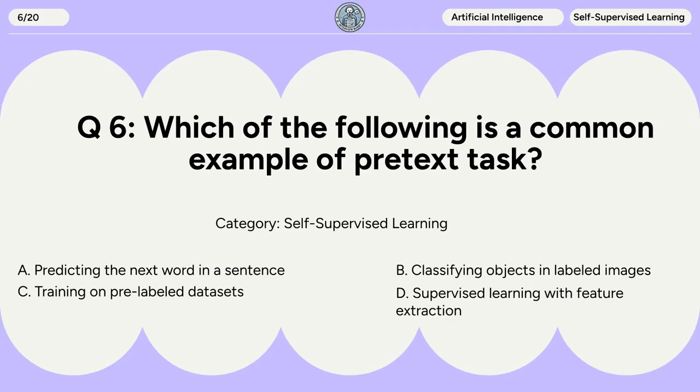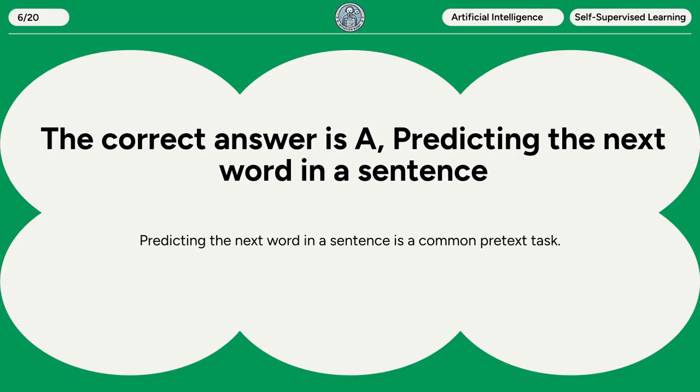Question 6. Which of the following is a common example of pretext task? A. Predicting the next word in a sentence. B. Classifying objects in labeled images. C. Training on pre-labeled datasets. D. Supervised learning with feature extraction. The correct answer is A. Predicting the next word in a sentence. Predicting the next word in a sentence is a common pretext task.